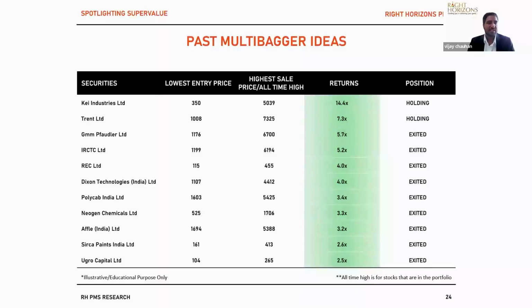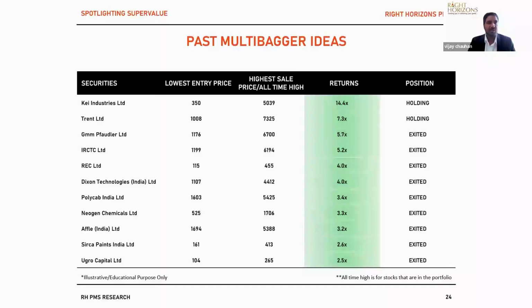So if we look at, let's say, the power space, we have REC; contract manufacturing, Dixon; specialty chemical; IT being Apple; paints being Sirka Paints; and on the NBFC side, we were able to identify Ugrocap. And again, there were multiple names from the dental space and also some specialized niche spaces. This is the result of the multi-bagger process that we have developed.